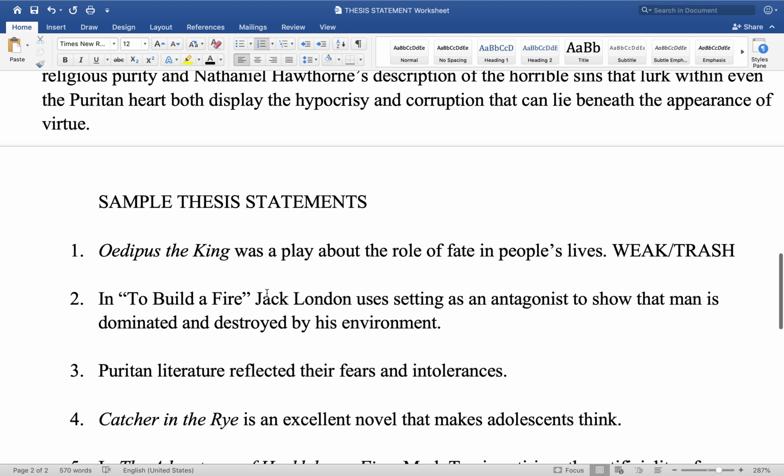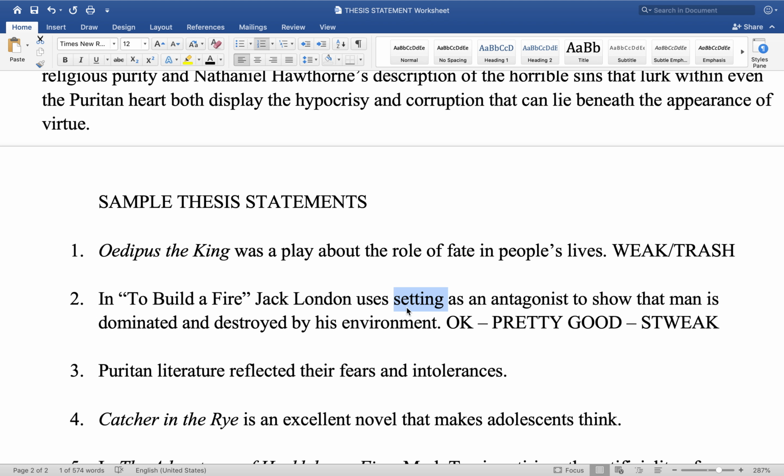In To Build a Fire, Jack London uses setting as an antagonist to show that man is dominated and destroyed by his environment. I thought this one was okay, pretty good. You could call it weak, strong. Some people like to call it stoic. Anyway, what's good about it? Well, let's talk about what's not so good about it.